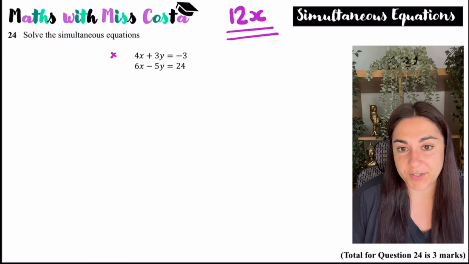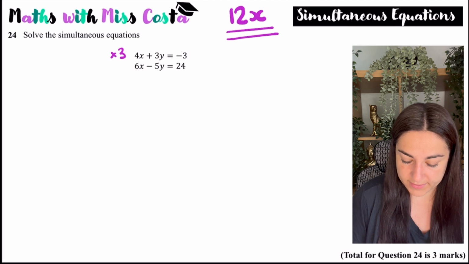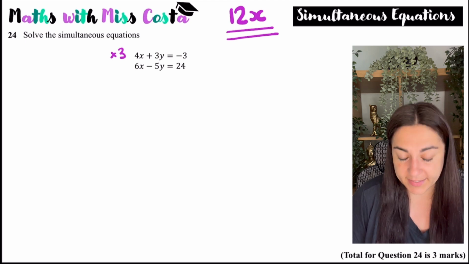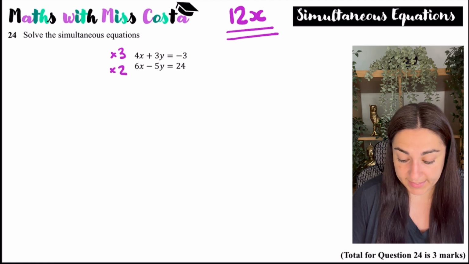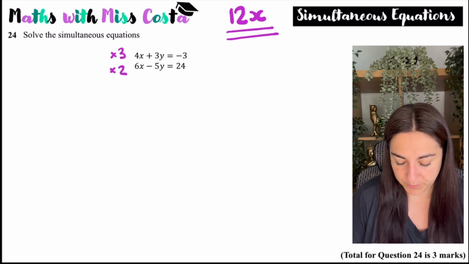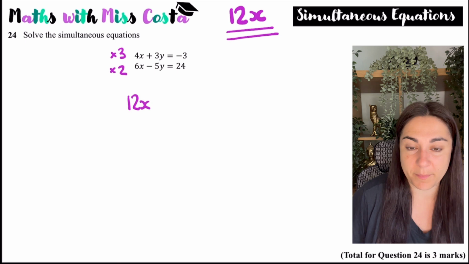So what do I do to turn 4 into 12? I need to multiply by 3. So I'm going to multiply this whole equation by 3. And what do I do to turn 6 into 12? I multiply by 2. So first step is I'm going to multiply my equations.